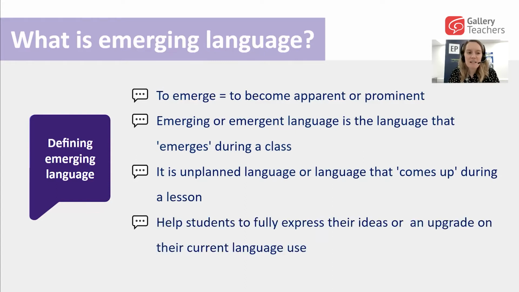And the main idea of emerging language is it helps students to fully express their ideas or upgrade their current language use, trying to give them a bit extra than just what's in our textbooks, and really responding to their needs, as we should always be doing in the classroom.